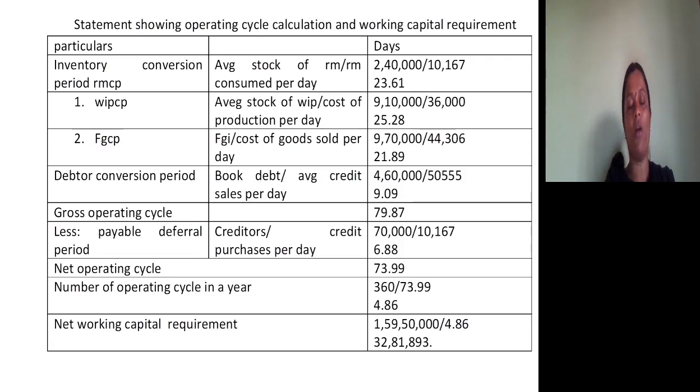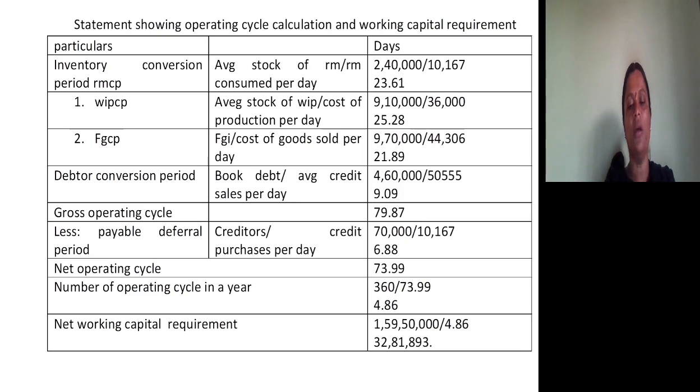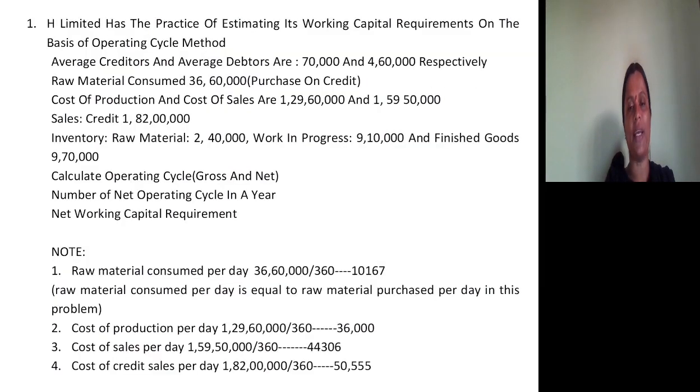We'll arrive at number of operating cycle as 73.99, almost 74. So number of net operating cycle, number of operating cycle is 360 divided by 73.99 means 4.86. So then working capital requirement. So to arrive at working capital requirement, we should take into consideration cost of sales divided by what? Number of operating cycle.